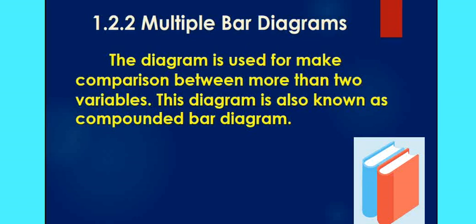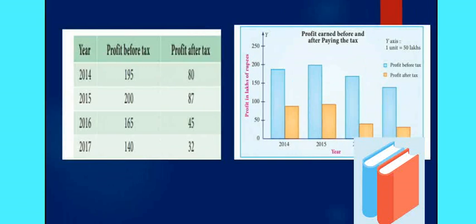Okay, next, the multiple bar diagram. The multiple bar diagram is used to make comparison between more than two variables. Sometimes in the given problem, as in the last simple one, they give the year and the corresponding production cost. Sometimes when there are more than two variables, you use a multiple bar diagram. Let's see the example, from that we can understand the concept. See, they give the year, profit before tax and profit after tax. There are two variables, no? For each year they give two columns, profit before and after.